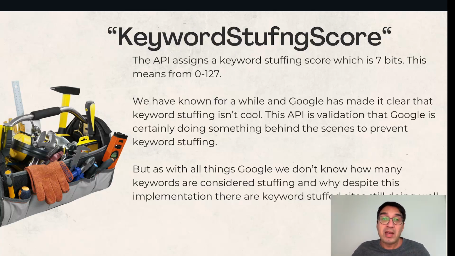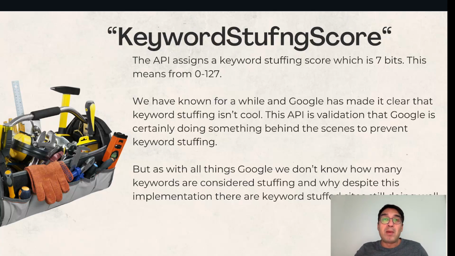We have known for a while that Google has made it clear that keyword stuffing isn't cool. And so this API is validation, and Google is certainly doing something behind the scenes to prevent keyword stuffing, but it's not working. I still see a lot of sites with keywords stuffed into them working, and Google does not say how many keywords would merit stuffing, but Google keeps changing this around every few updates. So if you think 4% keyword density in your content is good today, once Google updates that algorithm, it's going to be 2% or maybe even 6%.